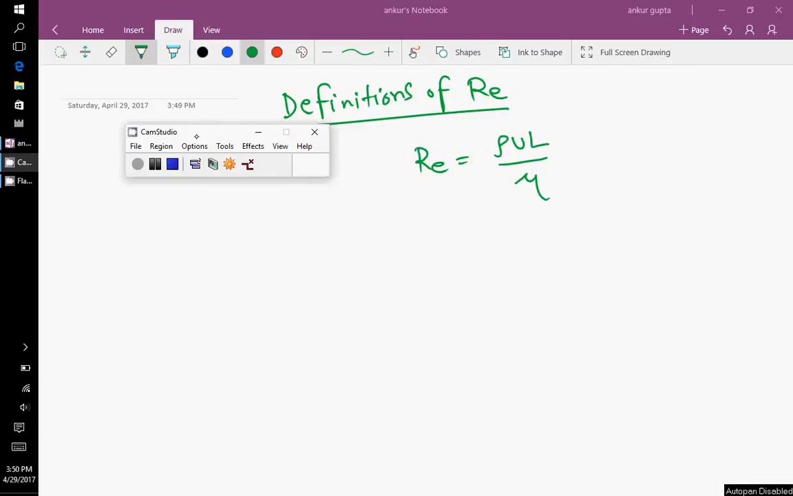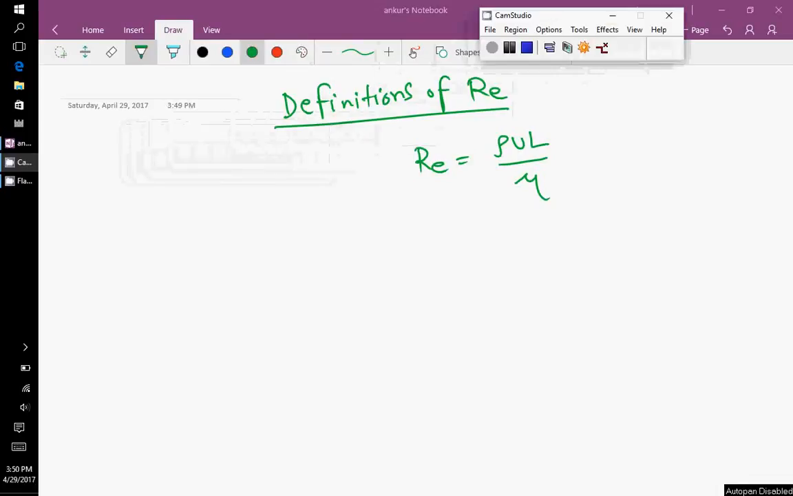Hi everyone. So in this video we will be going through the topic of definitions of Reynolds number. And the idea behind this video is to give you a flavor of different definitions of Reynolds number that we have already discussed. And sometimes there is confusion about what should be the right definition of Reynolds number, and sometimes confusion as to why we chose this length scale and why we chose this velocity scale.